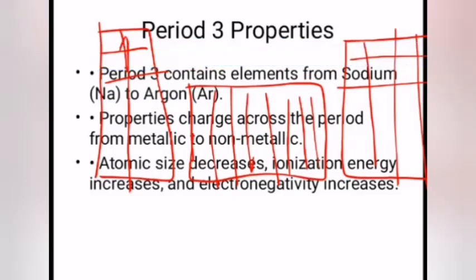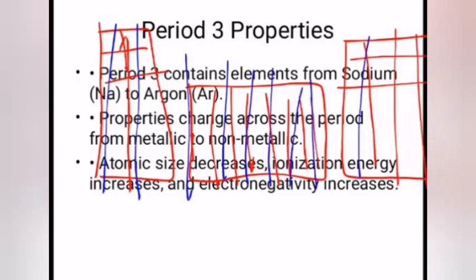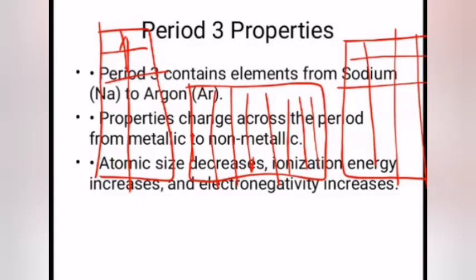So let me start afresh. We have rows and columns. Rows are the ones that are going like this, while columns are the ones that go like this, vertically. Columns go vertically, while rows go horizontally. Rows are the same as periods. So when you're arranging elements in rows, you're talking about them in terms of periods.